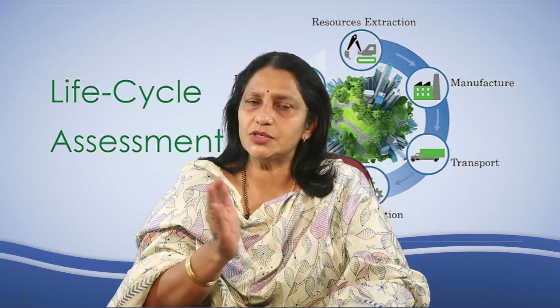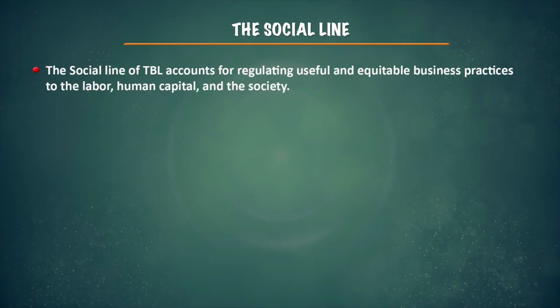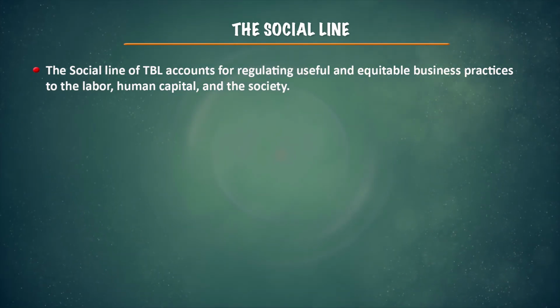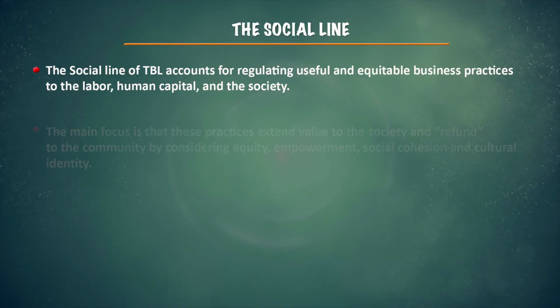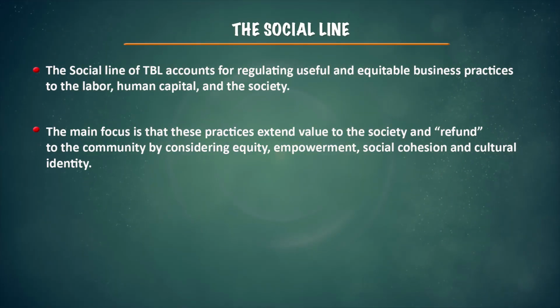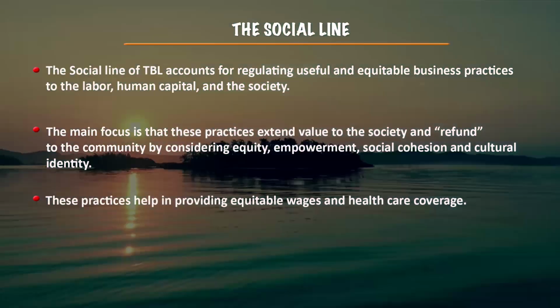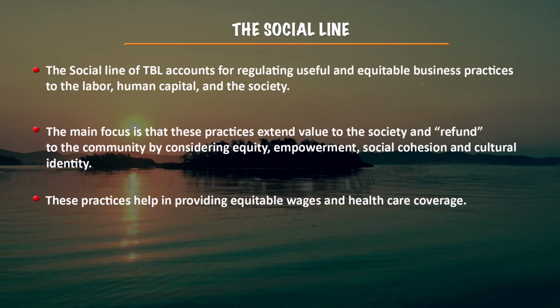If you look at the social line of the triple bottom line, it tells about regulating and useful and equitable business practices toward labor, human capital and society. The main focus is that these practices extend value to society and give back to the community by considering equity, empowerment, social cohesion and also cultural identity. These practices will definitely provide equitable wages and healthcare coverage to the people.